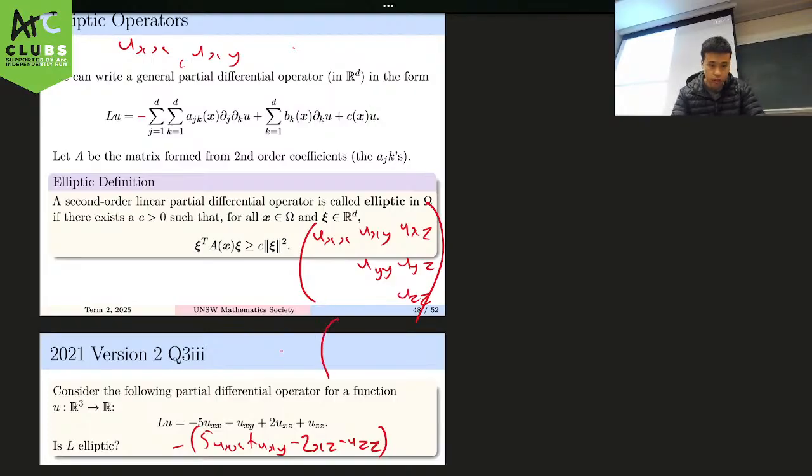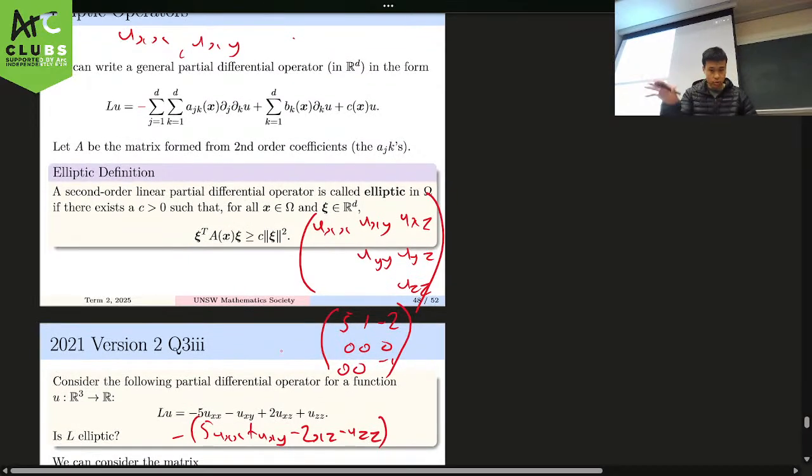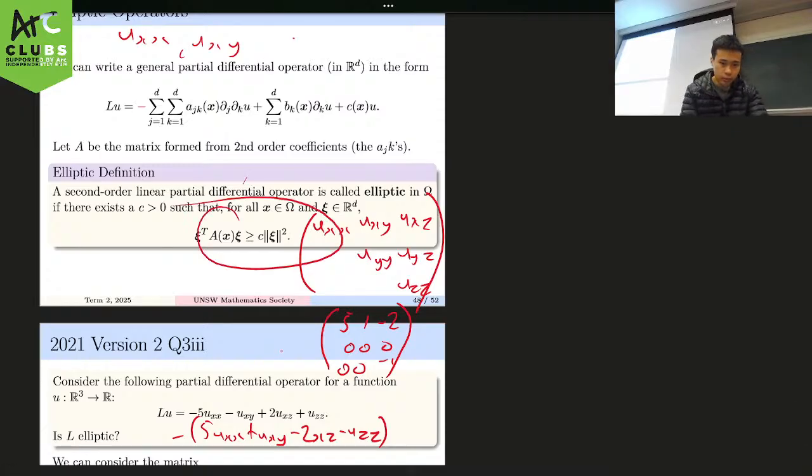So using that form, u_xx, our first one, is 5. u_xy is 1. u_xz is negative 2. u_yy is gone, but then u_zz is negative 1. So what we have here is this matrix: 5, 1, negative 2, 0, 0, 0, 0, 0, negative 1. So how do we bring this in here?